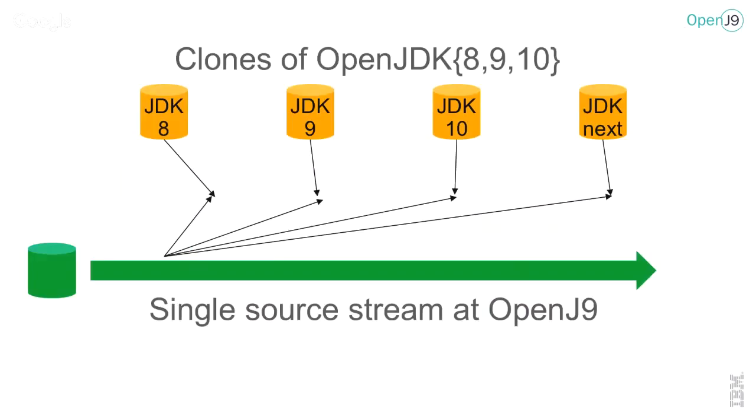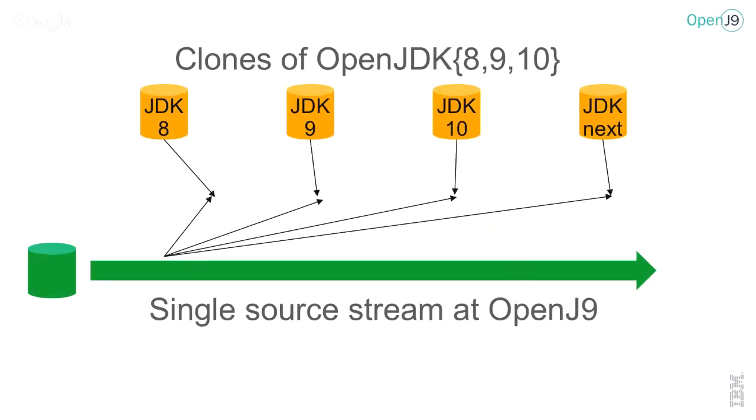With OpenJ9 though, we've taken a slightly different approach to how we build and manage our source code than what we see at the OpenJDK project. OpenJDK typically creates a new set of repos for each release. So there's a set of repos for JDK 8, a set for 9, another set for 10, and now they've created a JDK head stream that they'll split new releases from.